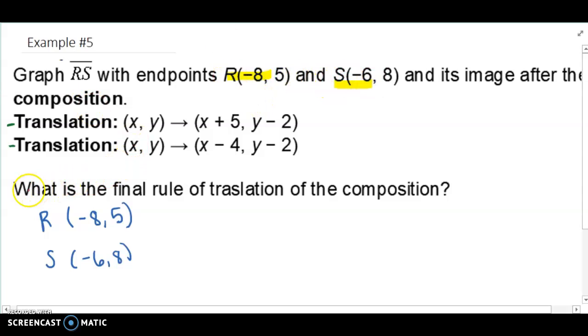All right, so our first translation, and we always do it in the order they tell us, here's the rule. So in words, I want you to ask yourself, where does this rule tell us that we're moving?